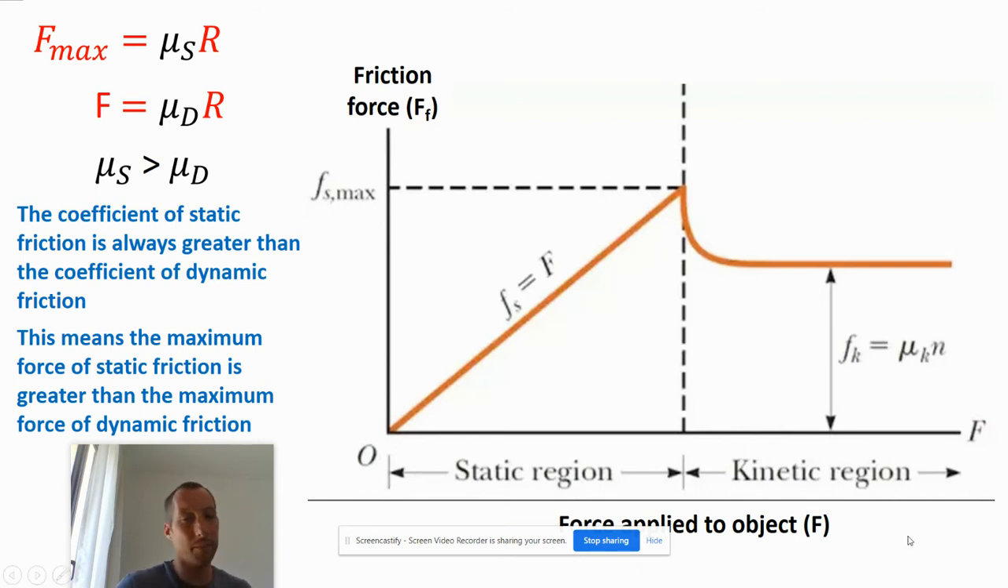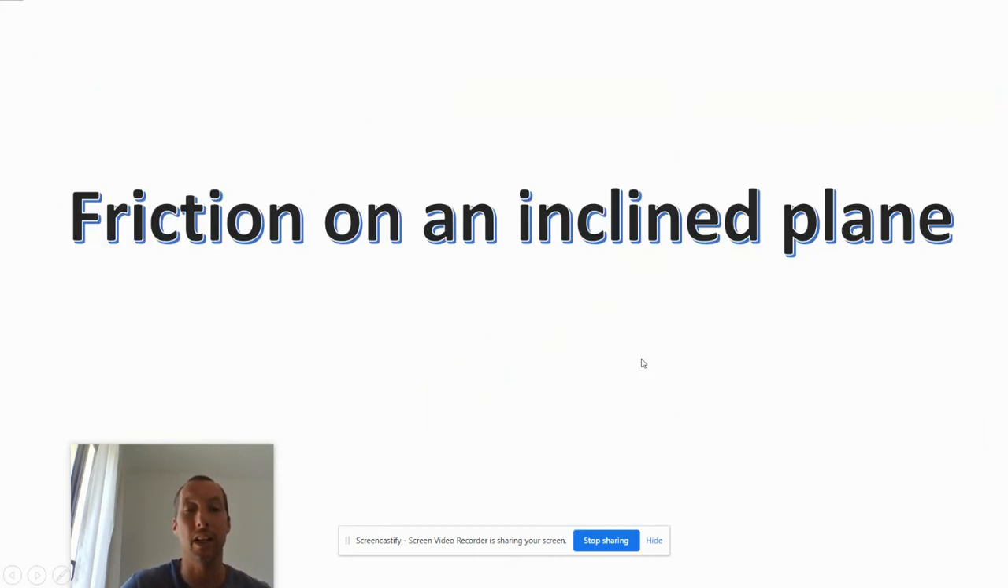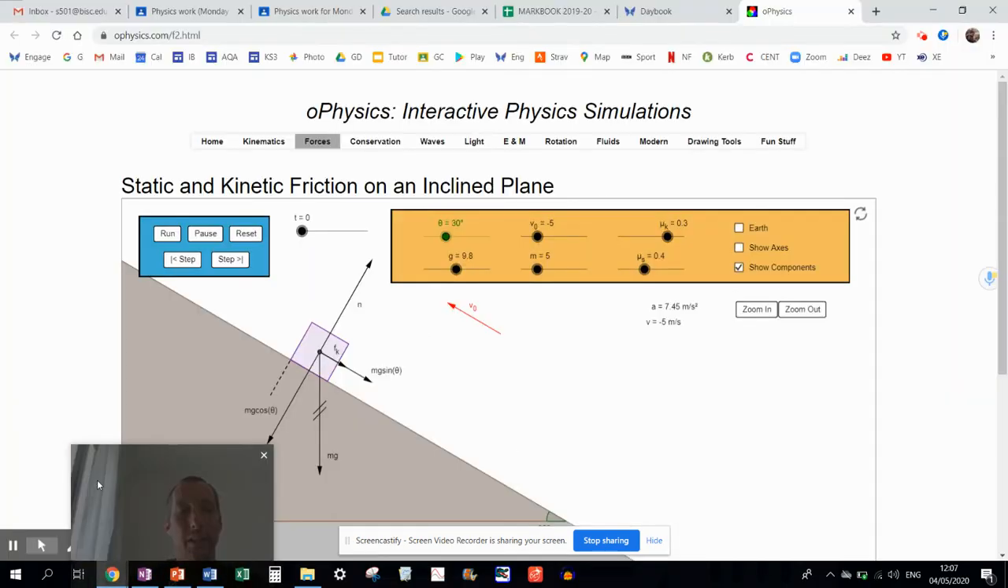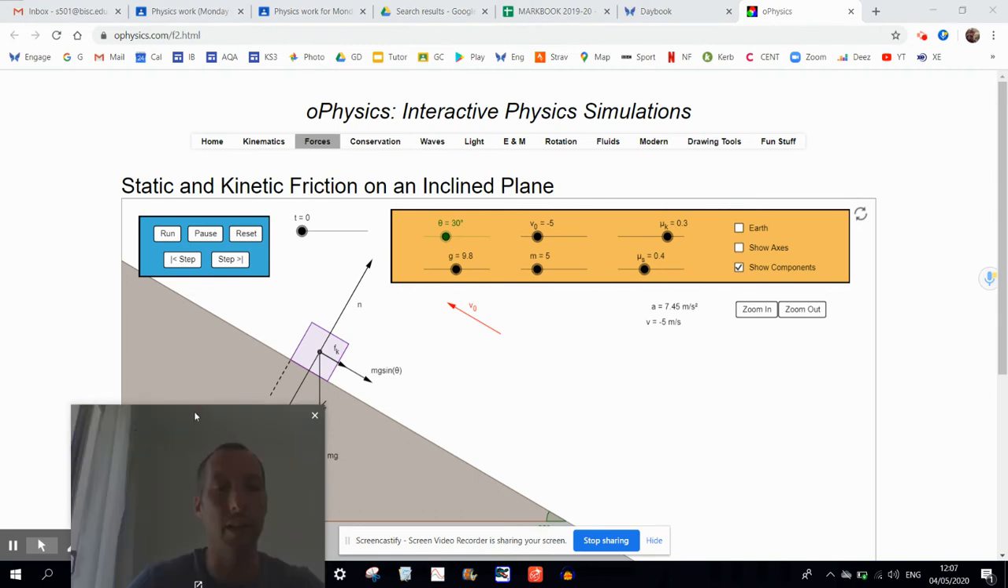But we have to deal with something a little bit more difficult, and that is objects that are not just on horizontal surfaces, but are on inclined slopes. So an inclined slope, or an inclined plane, I basically just mean a slope. I'm just going to come off this PowerPoint for a minute. We're going to go back on for a second. And I want to show you this simulation that I found, because I think this is quite good.